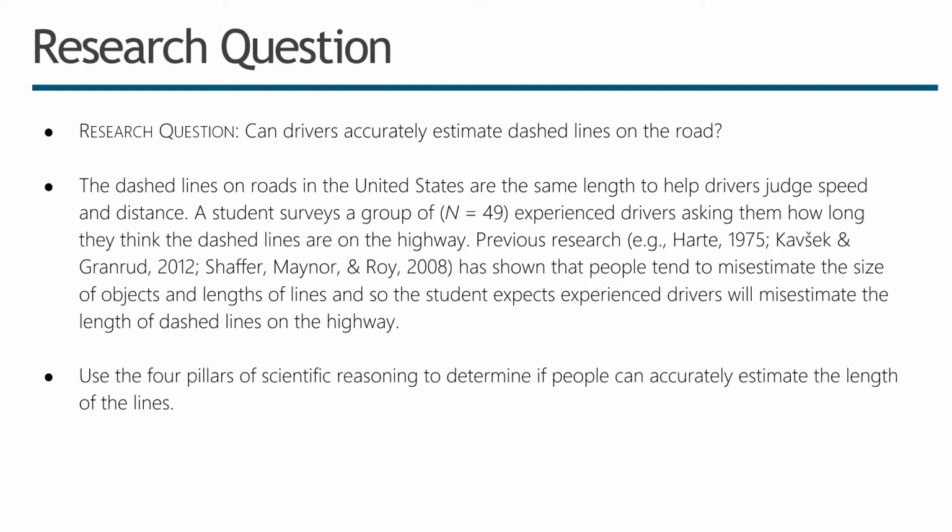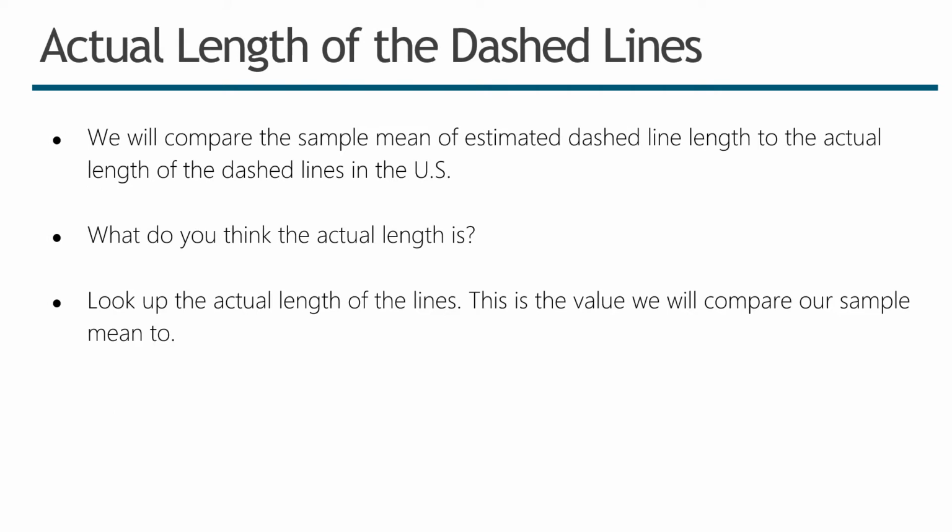So we want you to use the 4 pillars of scientific reasoning to determine if people can accurately estimate the length of lines. We're going to compare the sample mean of people's estimated dashed line length to the actual length of the dashed lines in the United States. So before we move on, think for a minute, what do you think the actual length of lines is? So take a second, pause the video if you need to.